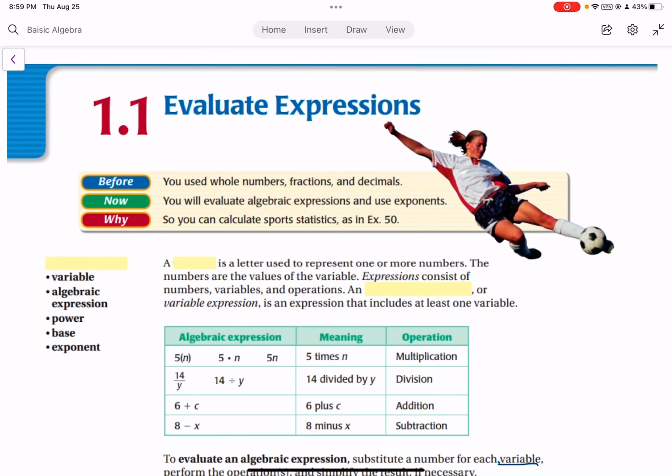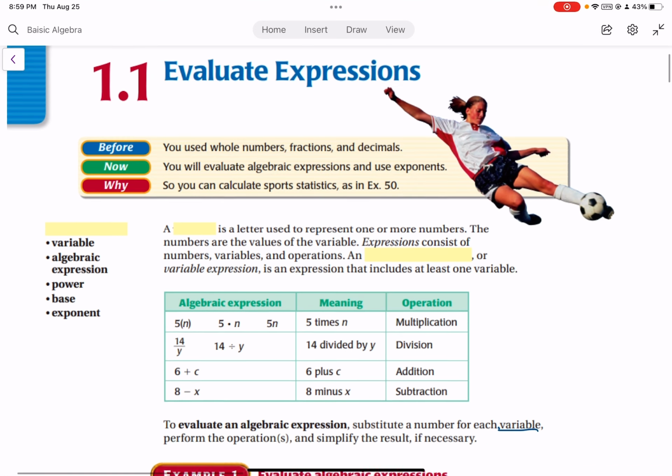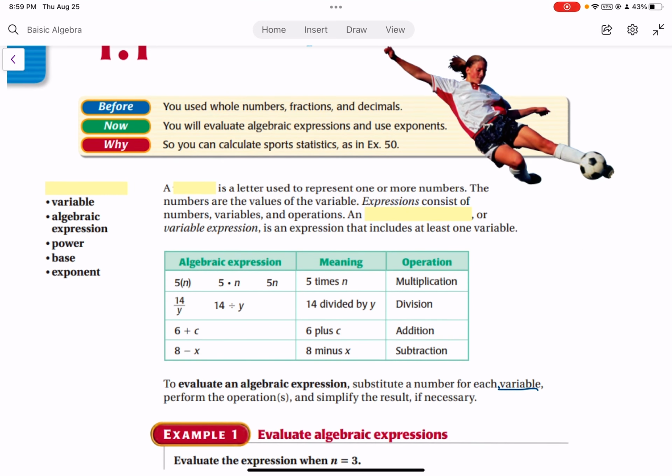All right, here's a short little video on section 1.1 for basic algebra. So we talked about evaluating expressions today. We dealt with different operations like multiplication, division, addition, and subtraction. Okay, so we had different ways of writing it and the meanings.